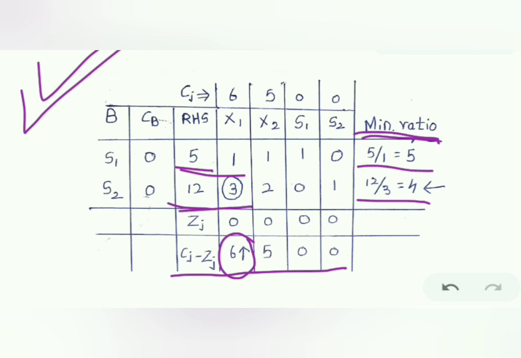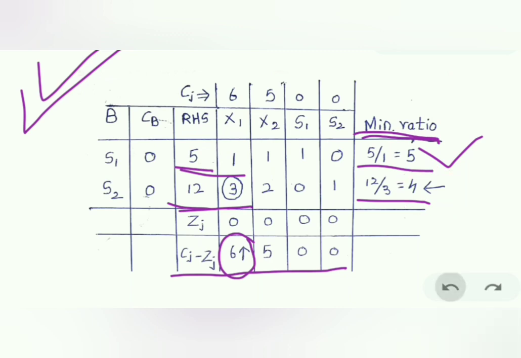Now the minimum ratio is the ratio of RHS to the pivot column. This is clear. Now this minimum ratio should be positive. We need to select the one which is positive and minimum. Negative or 0, do not consider. We are selecting only the minimum positive. So is 5 minimum or 4? Both are positive, but which is minimum? 4. So I have shown an arrow.